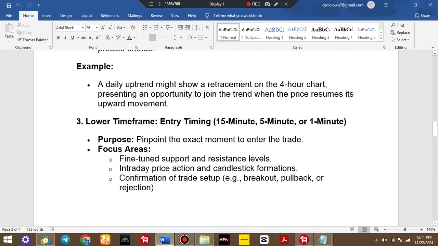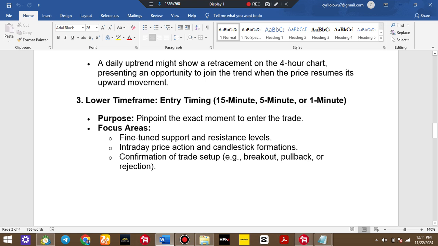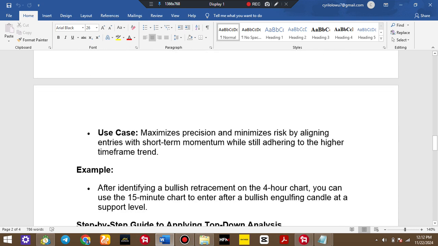Now your entry time frame: after getting those zones in your 4 hour, 1 hour, now you come down to your 15 minutes, 5 minutes, or 1 minute for opportunity of entry. The purpose of this is to pinpoint the exact moment to enter the trade. Focus area: find trend support and resistance levels, intraday price action and candlestick formation, confirmation of trade setup, for example breakout, pullback, or rejection.